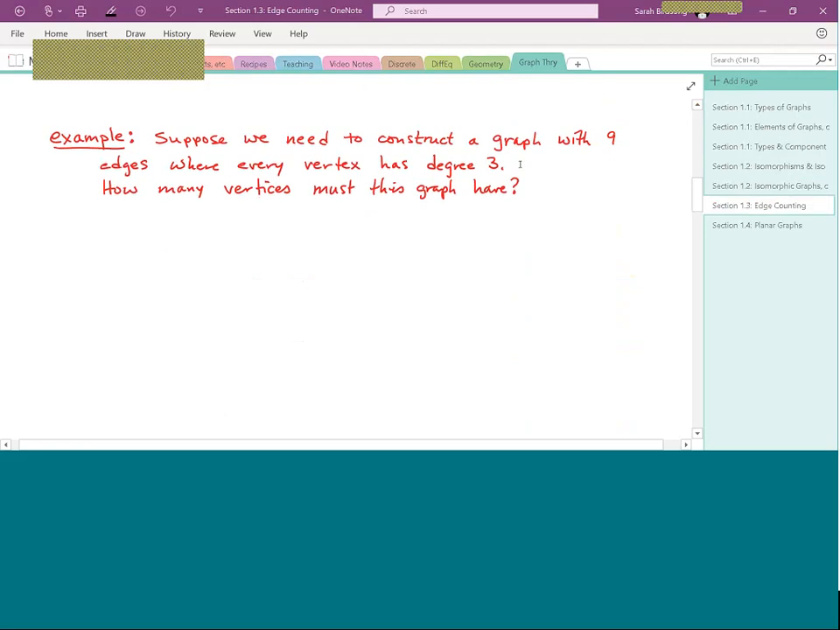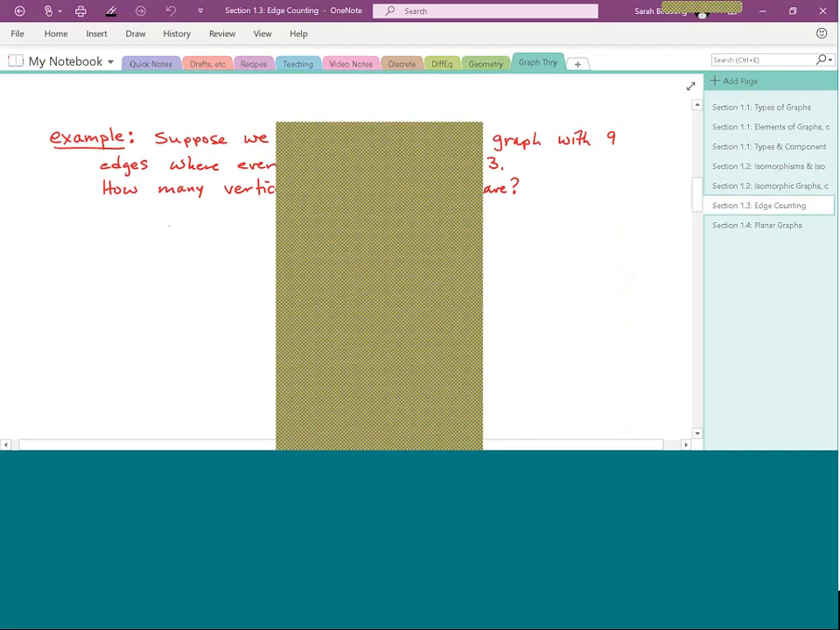Because remember, your graph is comprised of 2 things, your vertices as well as your edges. Now, I'm not actually going to try to draw this graph, but I am going to answer the question here that says, well, how many vertices do we have to have? So the first thing here is let's go ahead and write down the stuff that we know. Let's make sure this works. So here's what we're going to want to use.